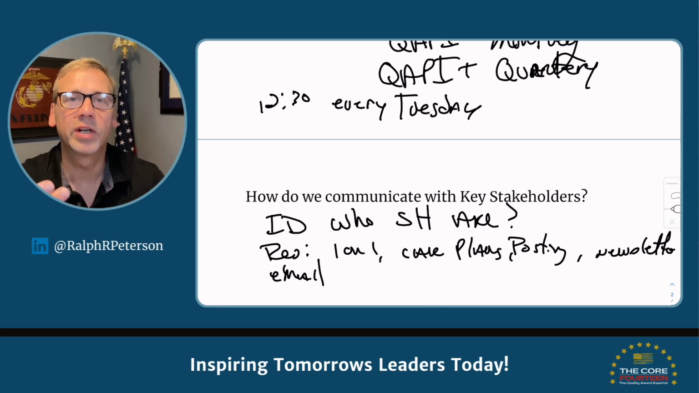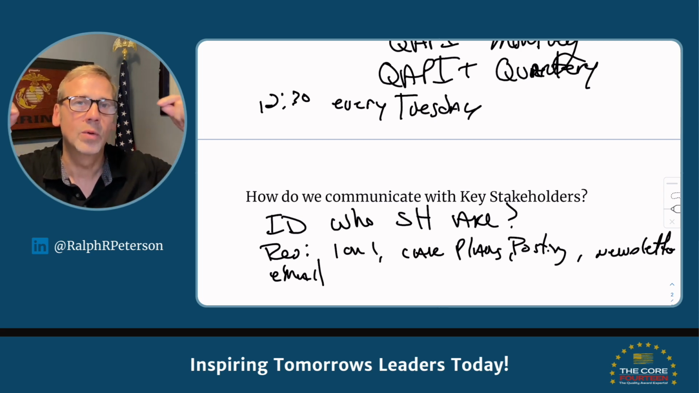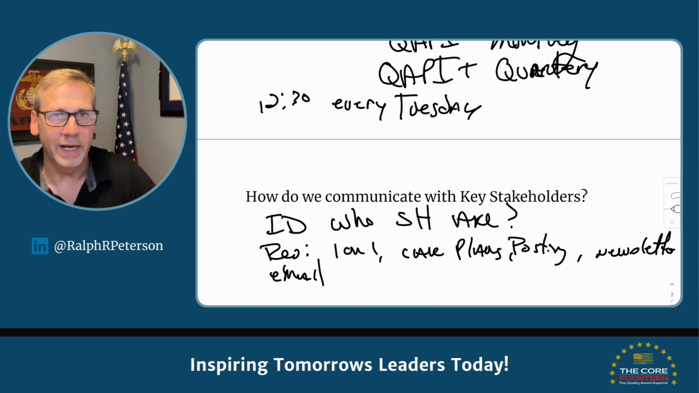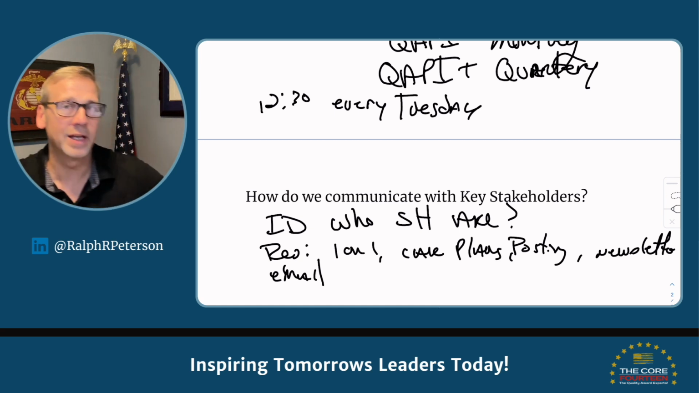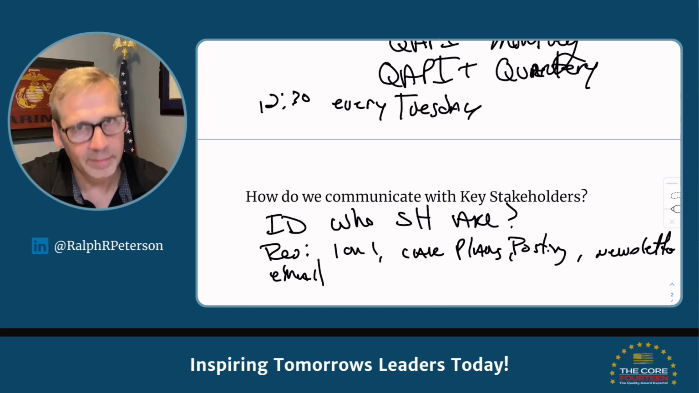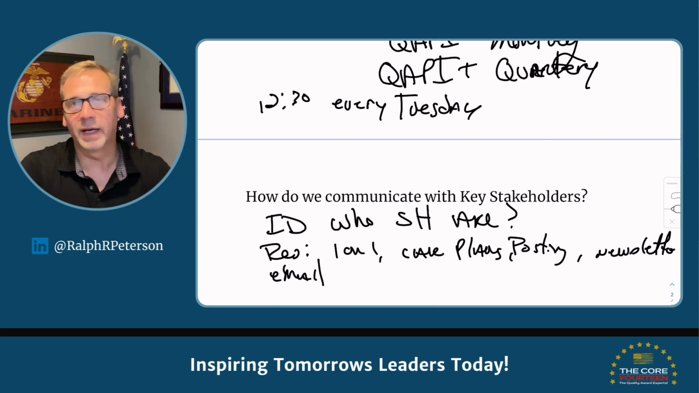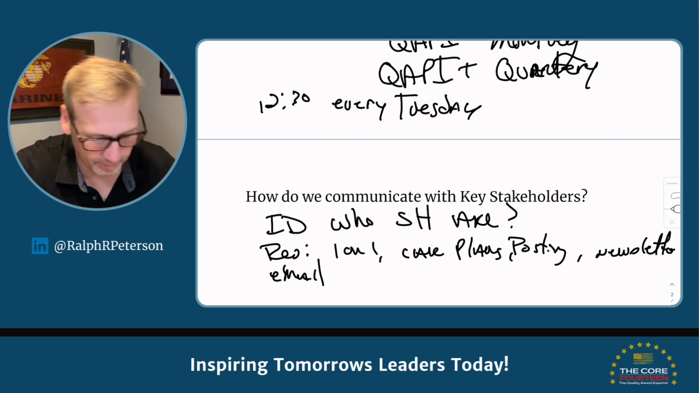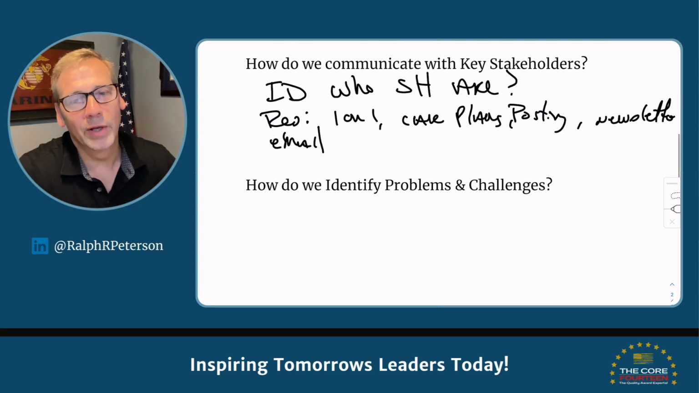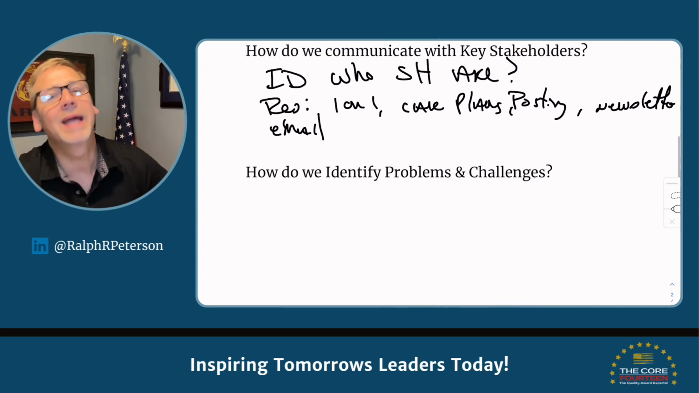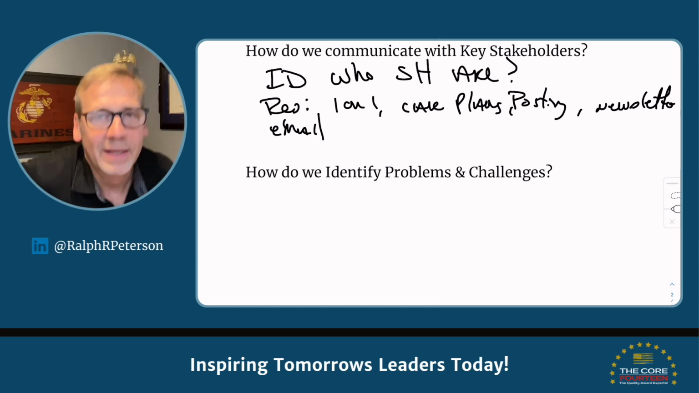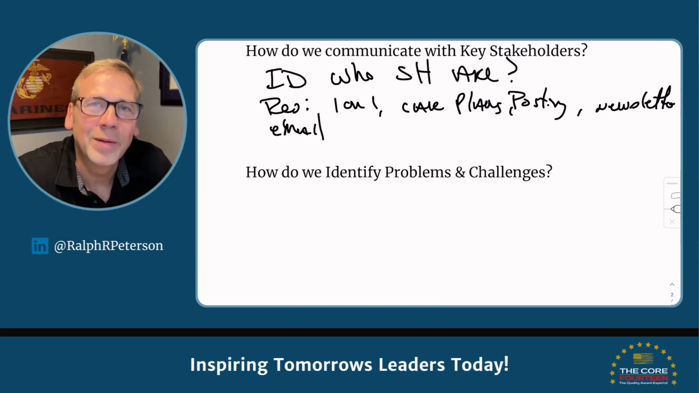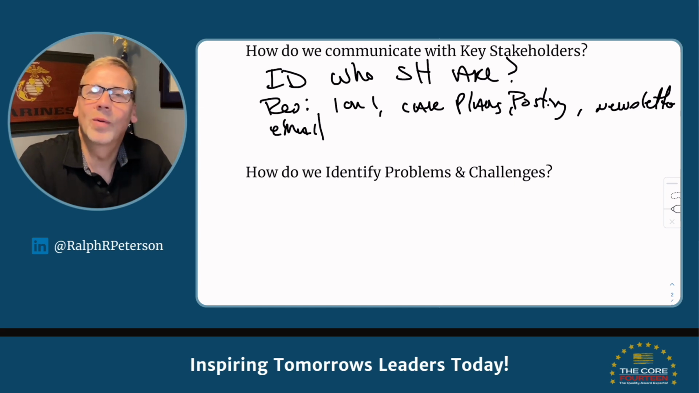The reason you want to do this is because you're trying to remember that QAPI needs to be communicated. Everything that we find, evaluate, and want to improve needs to be communicated across all of our key stakeholders so they all know what's going on. Keeping them in the loop is very, very important. The next thing we want to do is figure out how we identify problems and challenges. How do you know it's a problem? How do you know it's a challenge?